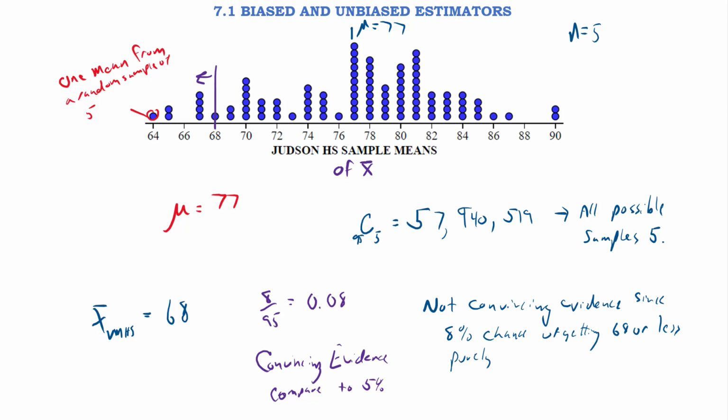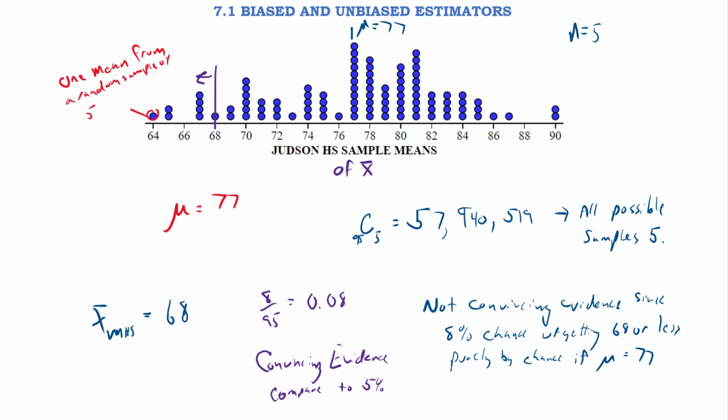Purely by chance is a key statement to put in there, okay? And we're going to say purely by chance, and then also list what the overall parameter is for the population. So our mean value, right? Purely by chance, if that mean is 77.